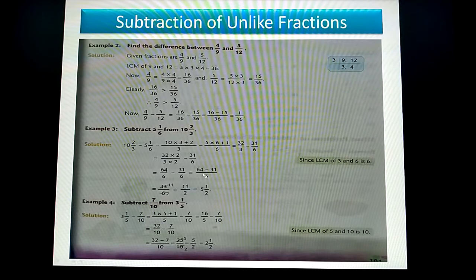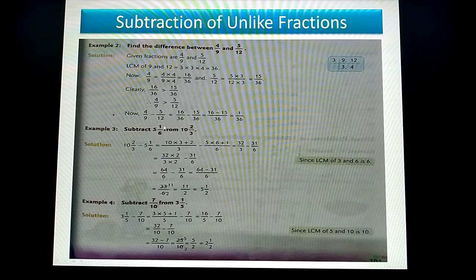And once again, I want to repeat that you have to understand this word "from". It should not be that you write the first fraction minus the second fraction. It's not like that. It is always the second fraction minus the first fraction, because the word "from" comes there.